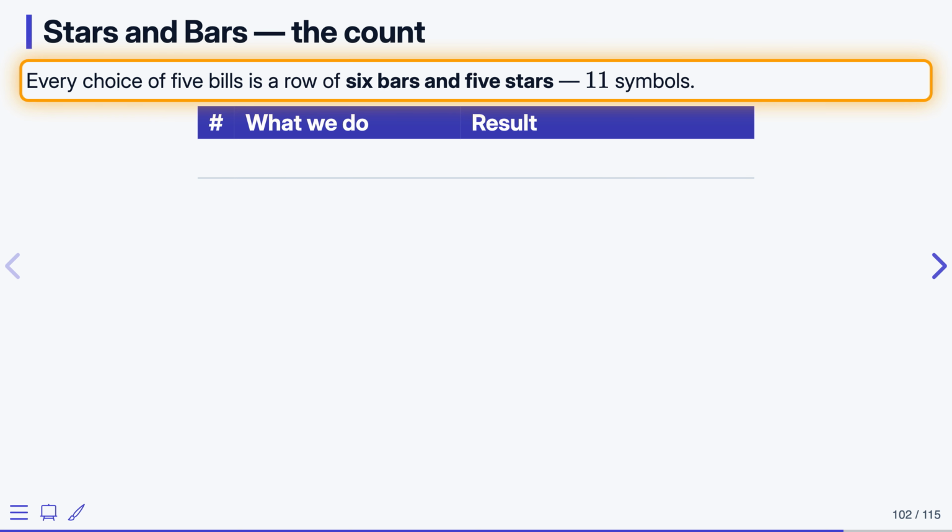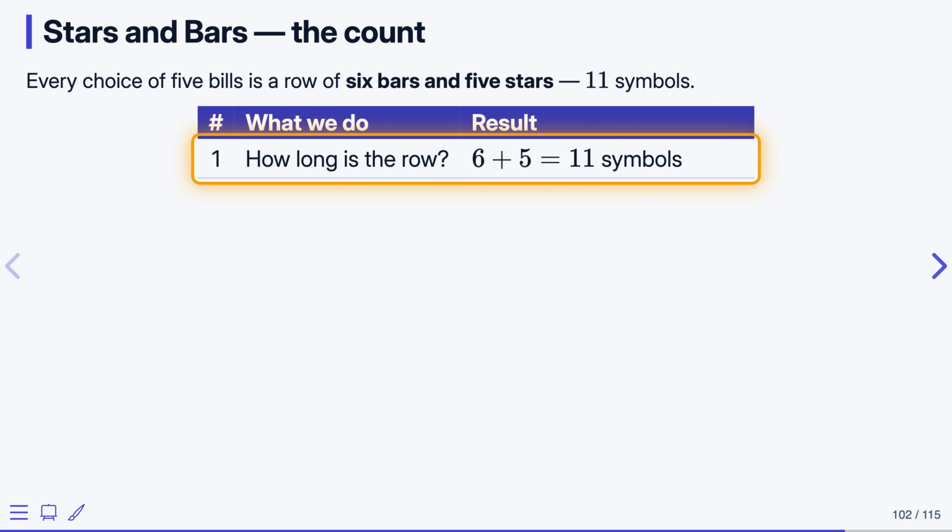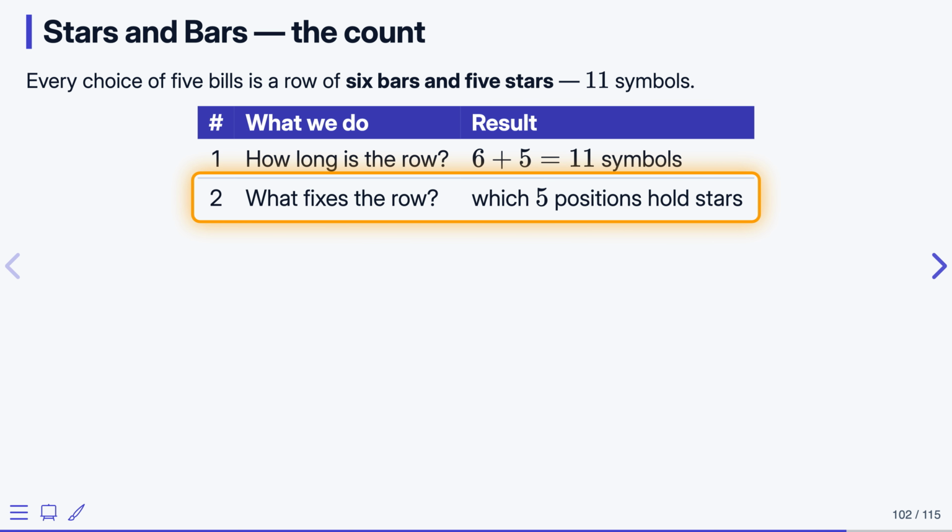Now we count the rows. Every choice of 5 bills is a row of 6 bars and 5 stars. Step 1. How long is a row? 6 bars plus 5 stars is 11 symbols. Step 2. What fixes a row? Once we say which positions hold the stars, the bars fill the rest. So a row is just a choice of 5 positions out of 11.